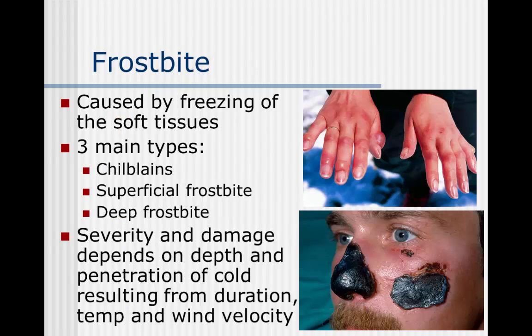Frostbite is caused by the freezing of soft tissues. Within the cells, there is fluid. As frostbite continues to progress, this fluid turns to ice crystals in much the same way as water turns to ice in an ice tray within the freezer. There are three main types: chilblains, superficial frostbite, and deep frostbite. The severity and damage depend on the depth and penetration of the cold resulting from duration, temperature, and wind velocity.